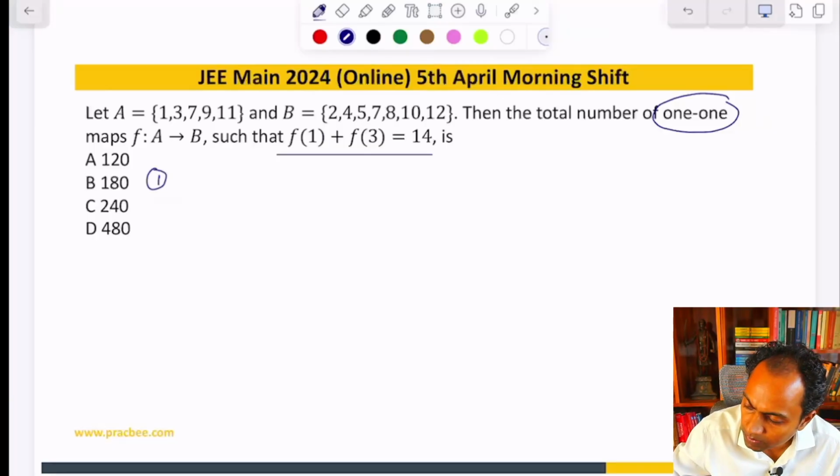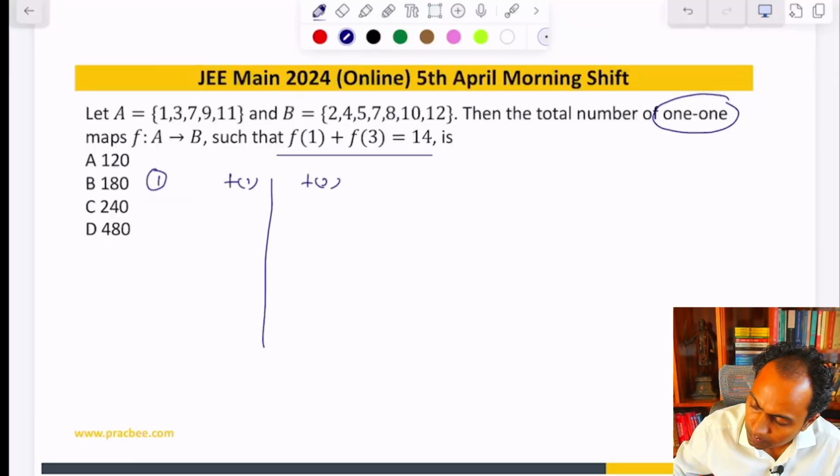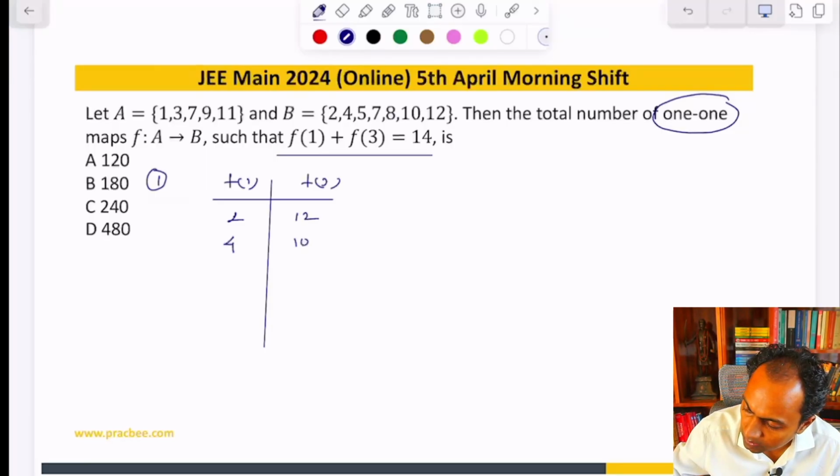So, f of 1 plus f of 3. What can be the possible values of 1 and 3? So, if I make a small table to understand how many cases might be possible. If I take the value of f of 1 from the B set as 2, then correspondingly for getting 14 this needs to be 12. Then if I take the value as 4, then there is a 10 available. 5 I can't take because 9 is not available. 7 I can't take because 7 comma 7 is not available.